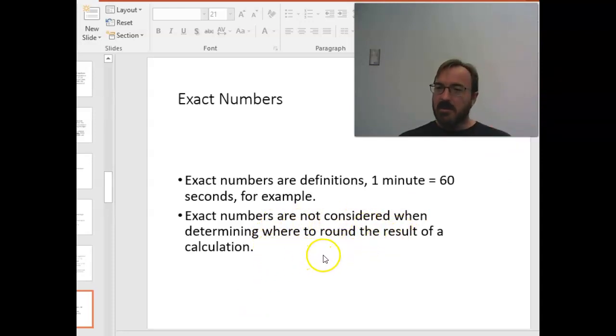That's what I'm talking about, right? We don't consider these when we determine where to round it. Okay, that's exact numbers. Definitions, certain things like that. You're not going to let them limit the number of significant figures for your calculations.